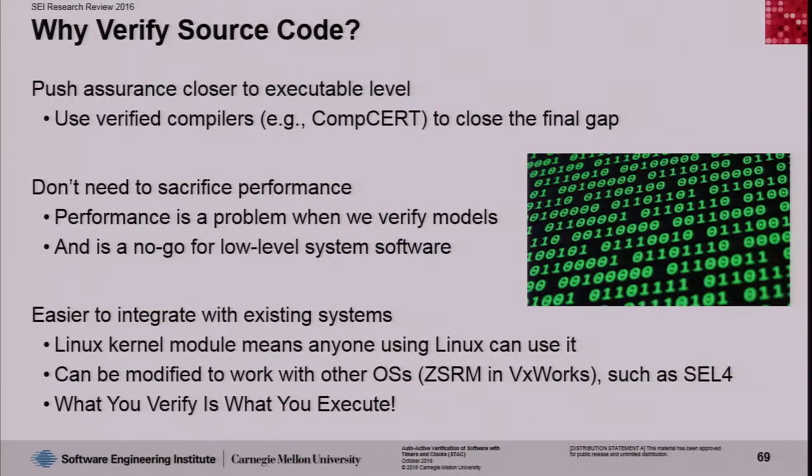Okay. We want to verify source code because we want to push assurance down to the executable level. You may have heard of projects like CompCert. That's a verified compiler that takes C code and produces functionally equivalent binaries. So our goal is to produce correct C code, and then maybe we can combine it with CompCert to get a correct binary. We're working in a broader ecosystem of a lot of other projects that are trying to produce verified binaries. And the other thing is, we don't need to sacrifice performance. Having the ability to verify C means that we can do all the kinds of tricks that low-level system code does, and then we can integrate with existing infrastructure.